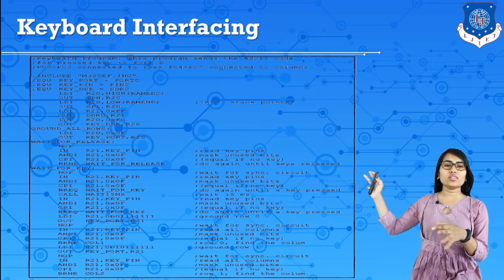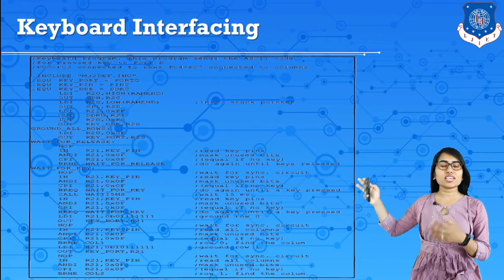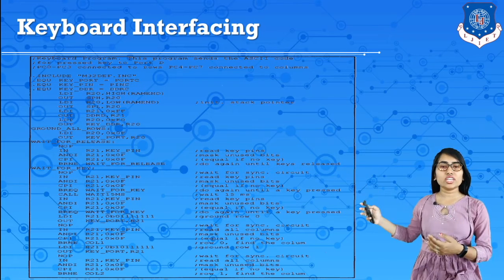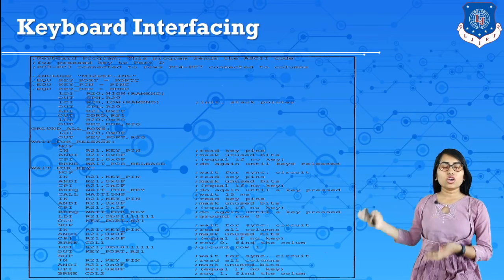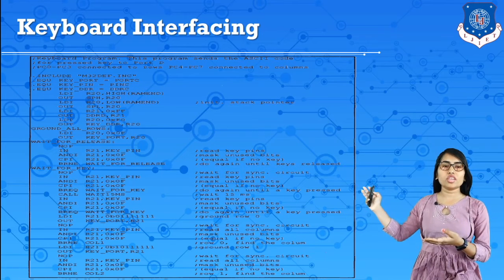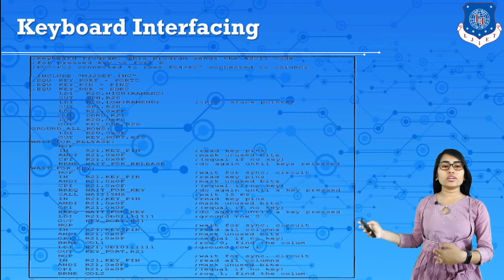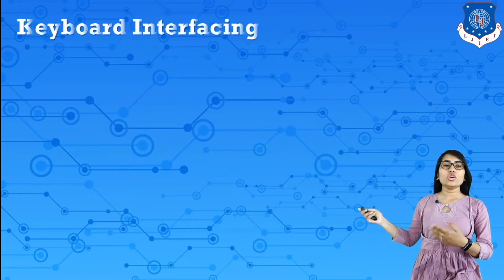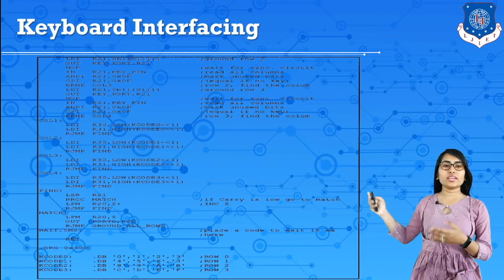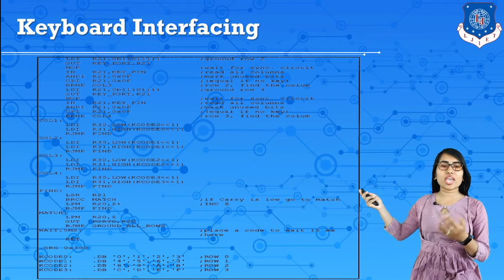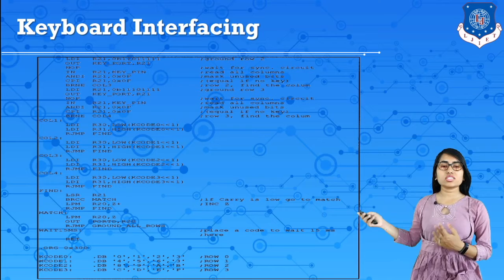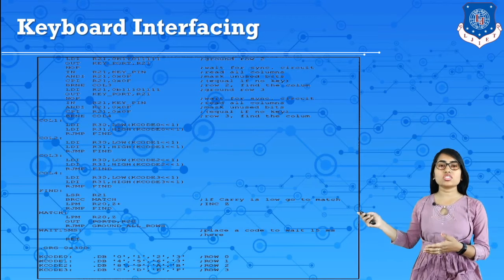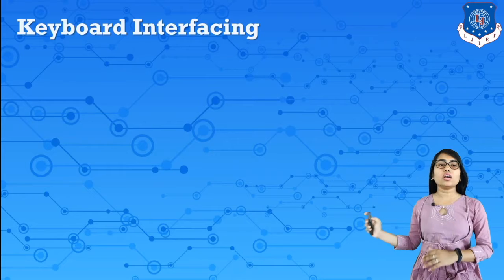Here we have a program that first initializes the stack pointer, then reads keys. We have all these loops: first wait for release, then wait for keys, and then the program checks all the columns like this, and we have these ASCII characters. So this is how the keyboard interfacing program can be done with AVR.